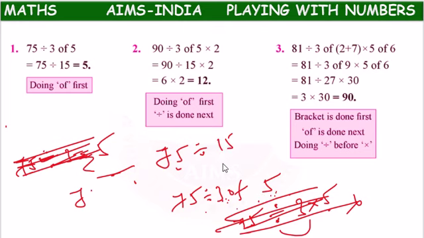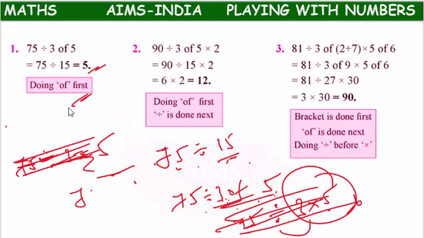You have to mention its value. Again, you should not write 3 into 5. So, 3 of 5, 3, 5 times 15. 75 divided by 15. 15, 5 times 75. So, 5 is the answer. Next.